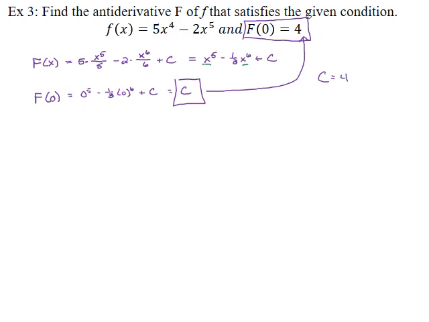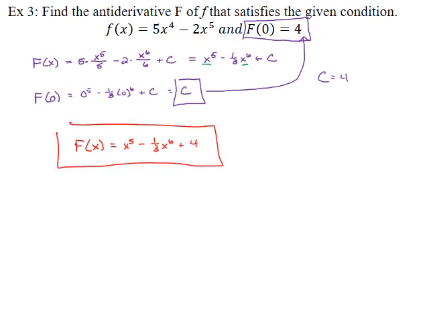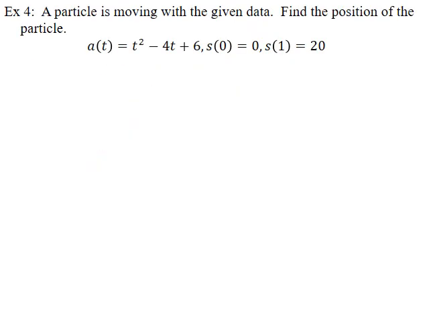I can now take that 4 and put it back into my antiderivative. So you can say that capital F of x is equal to x to the 5th minus 1/3 x to the 6th plus our new constant 4. And that is how you solve for C using antiderivatives. All right, let's do another one.